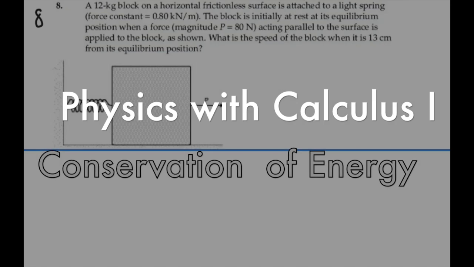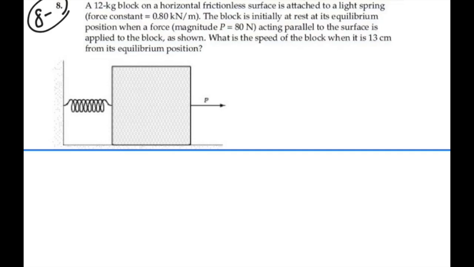Here's problem 8.8. A 12 kilogram block on a horizontal frictionless surface is attached to a light spring, force constant 0.8 kilonewtons per meter. The block is initially at rest at its equilibrium position when a force, magnitude 80 newtons, acting parallel to the surface is applied to the block as shown. What is the speed of the block when it is 13 centimeters from its equilibrium position?